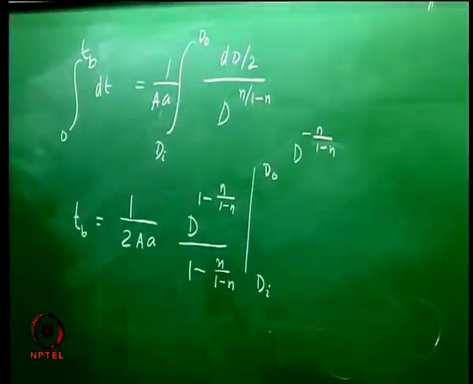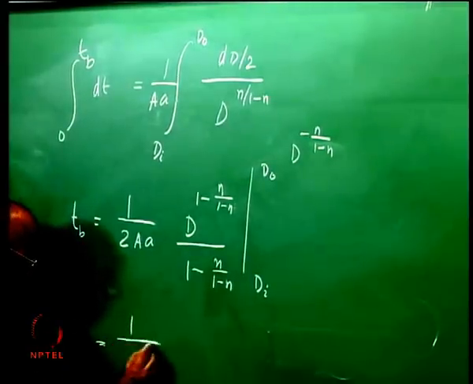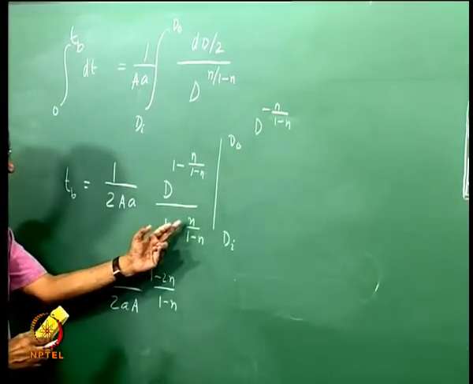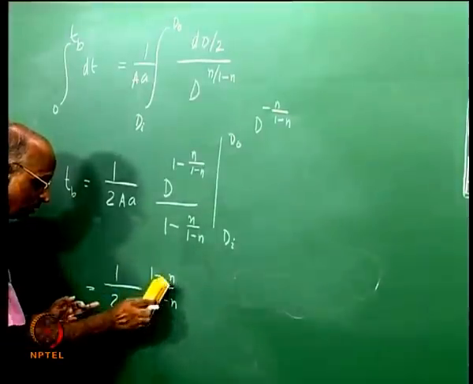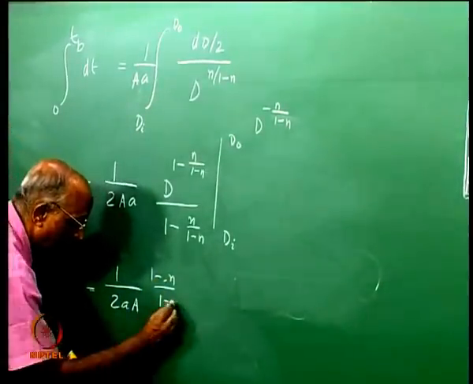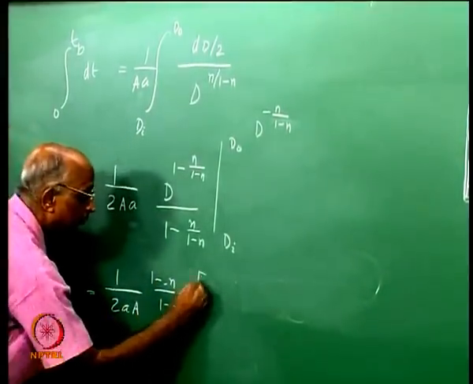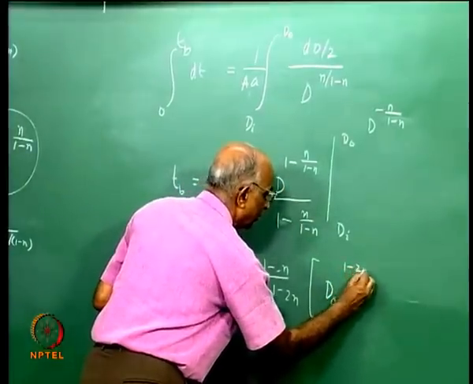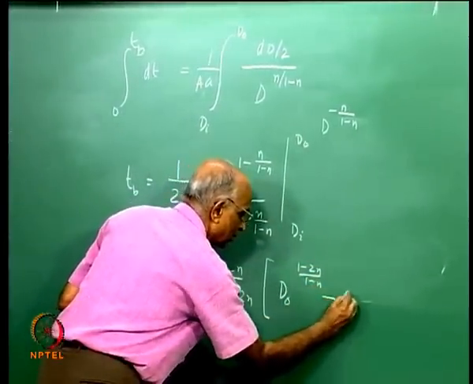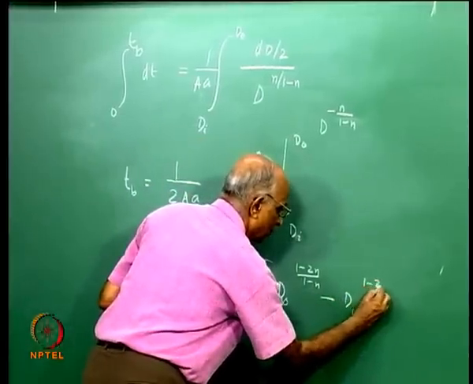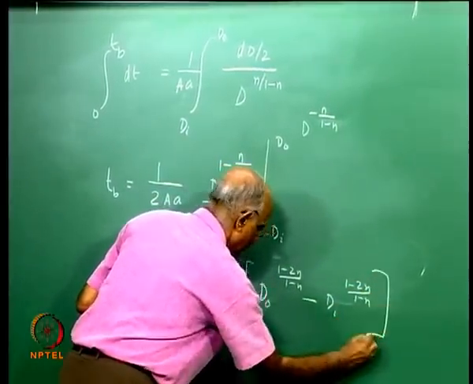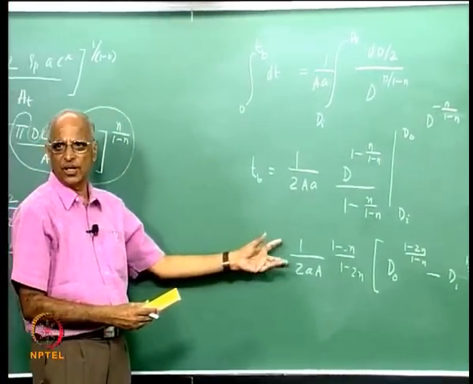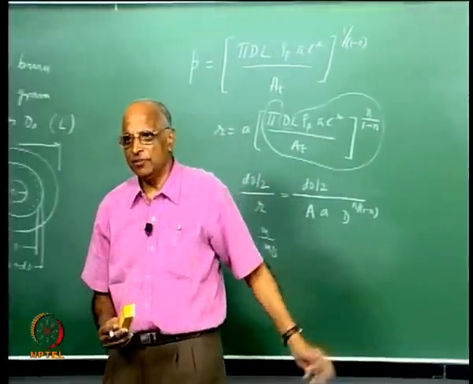What is the final value, therefore? This is equal to 1 by 2a into 1 minus n divided by 1 minus 2n, in the denominator, I am sorry, into d_o to the power 1 minus 2n divided by 1 minus n, minus d_i to the power 1 minus 2n divided by 1 minus n. This is the time taken for burning. It is possible to have a closed form expression, and this is the value. Please check whether there are any mistakes in this.